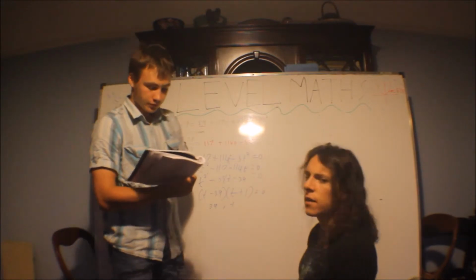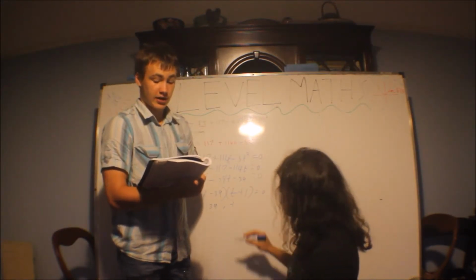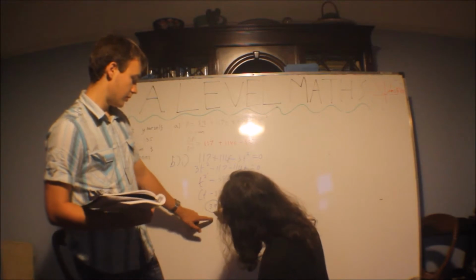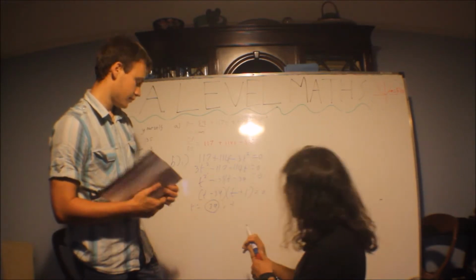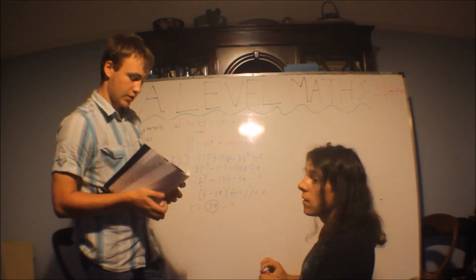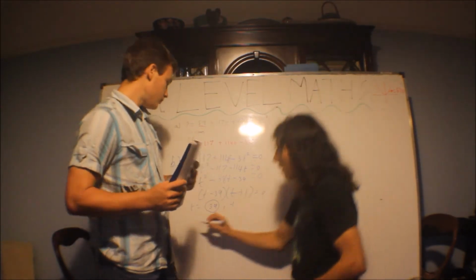But I think it asked for the positive one. It did specifically say find the positive value, so we'll circle that. So t equals 39. Okay, that's part 1. There's a part 2, however, so I'll do that down here.